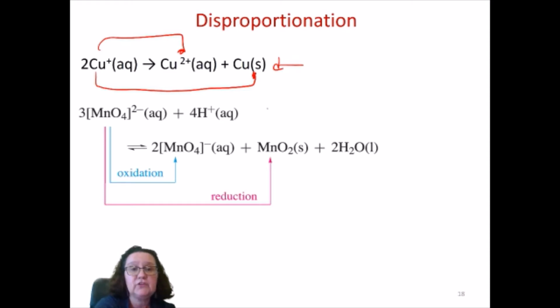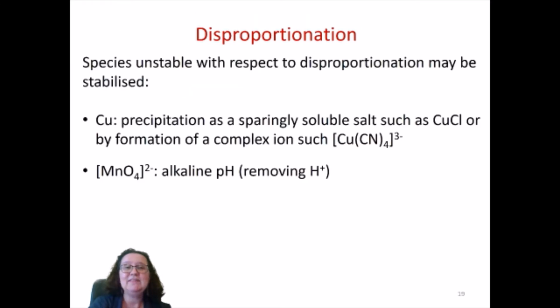The next one is the example of the ion manganate, and it can both oxidize to permanganate and reduce to manganese oxide. It is possible that some particular species are unstable with respect to disproportionation. I will be speaking about that later on in another slide.